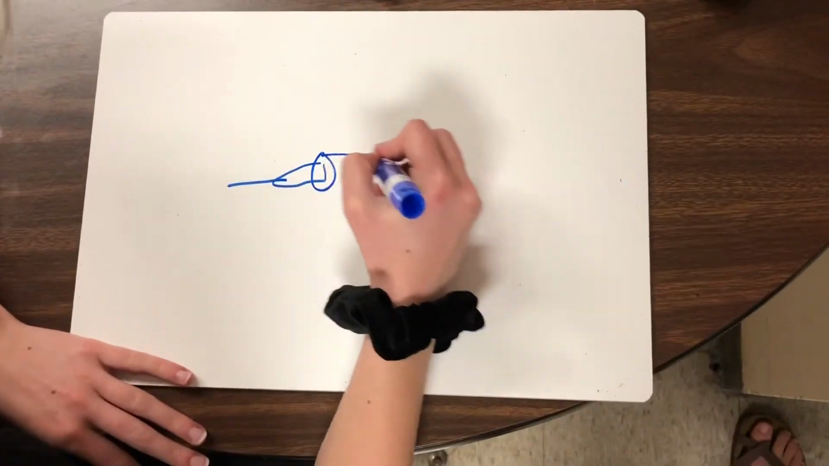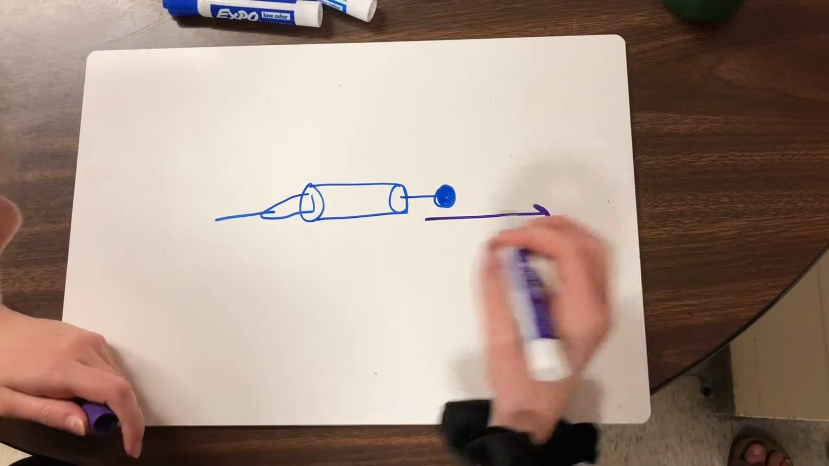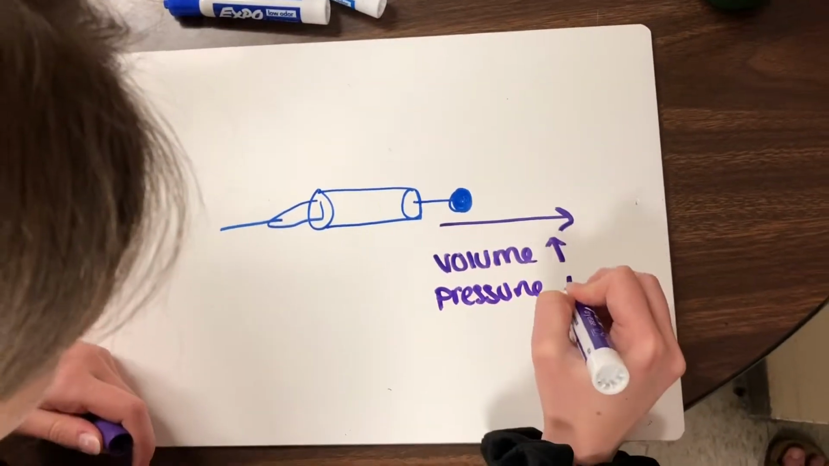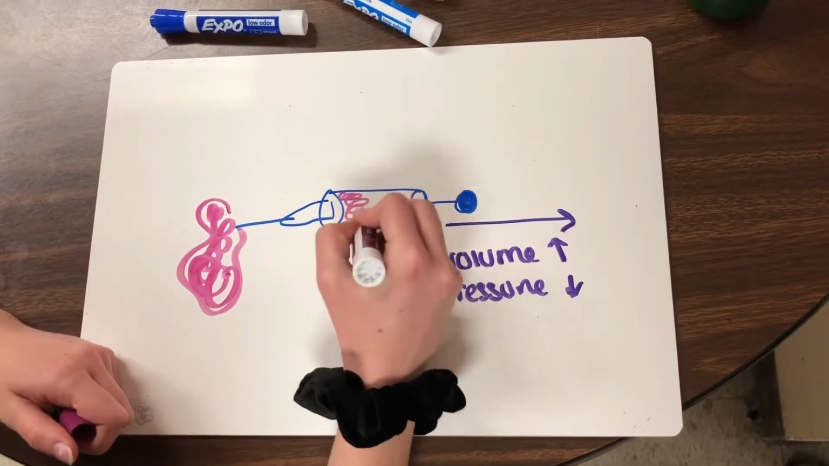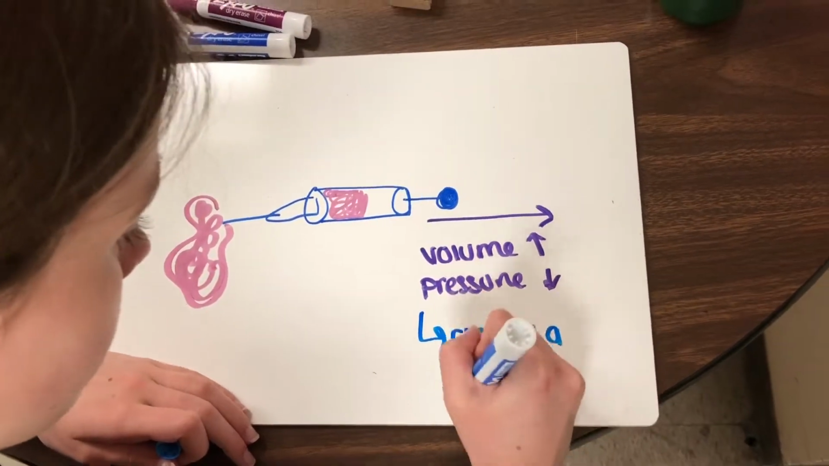Our second example pertaining to Boyle's Law is a basic syringe. There is liquid outside of the syringe, and when the plunger is pulled back, the volume inside the syringe increases. Therefore, the pressure decreases and a vacuum is created. Therefore, it sucks the liquid up into the syringe.